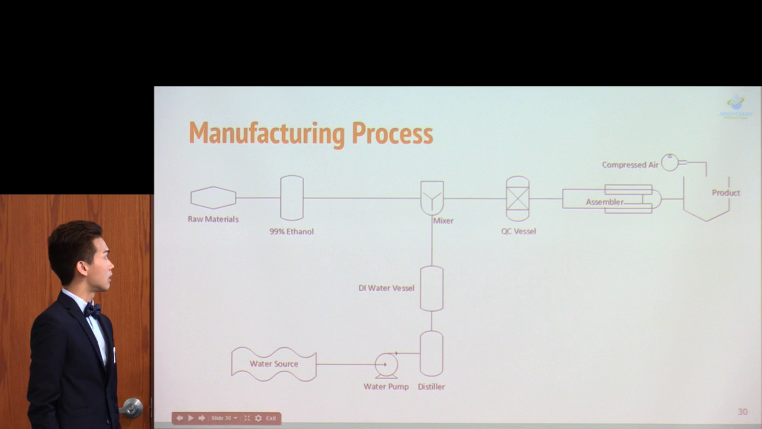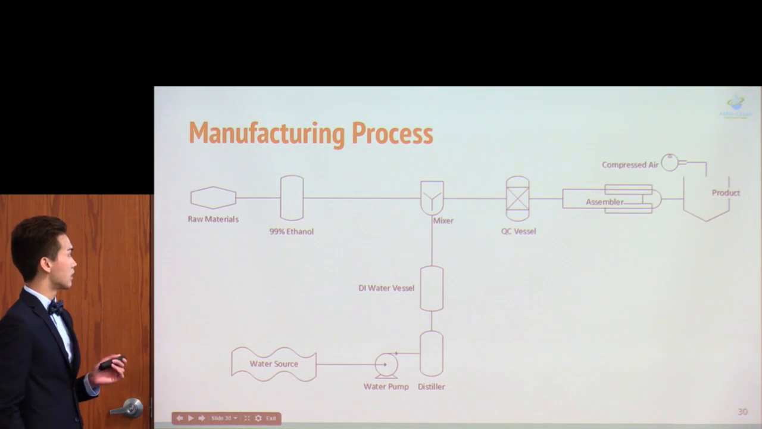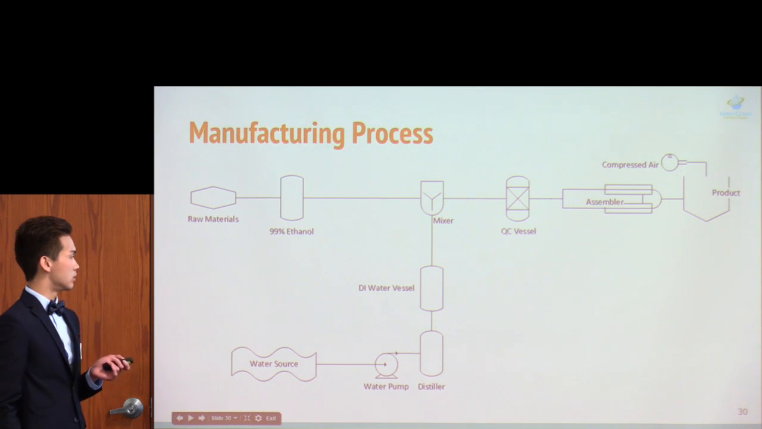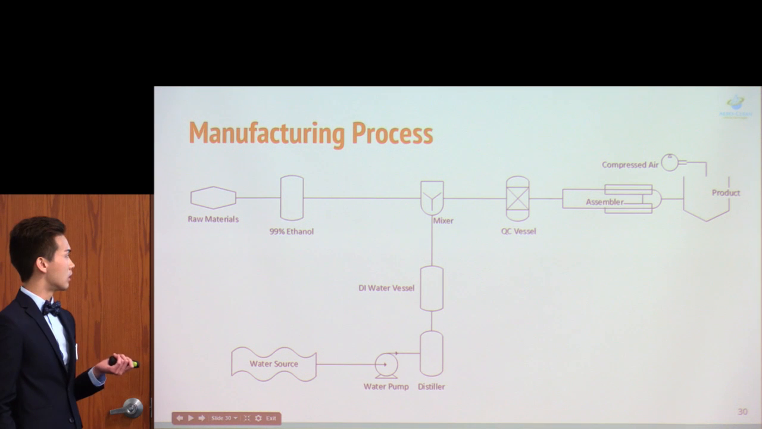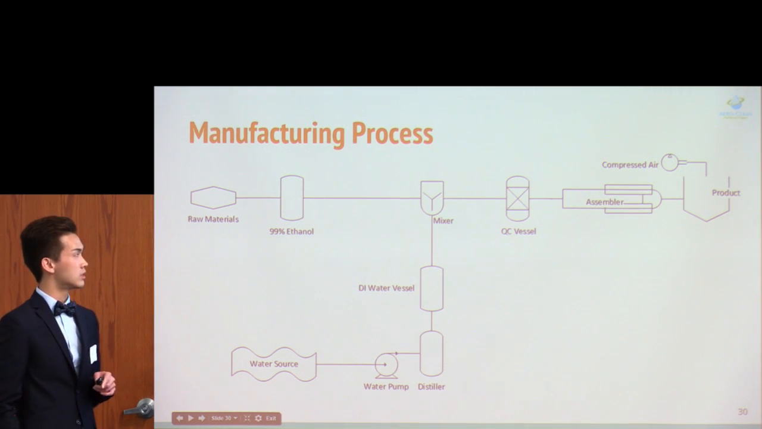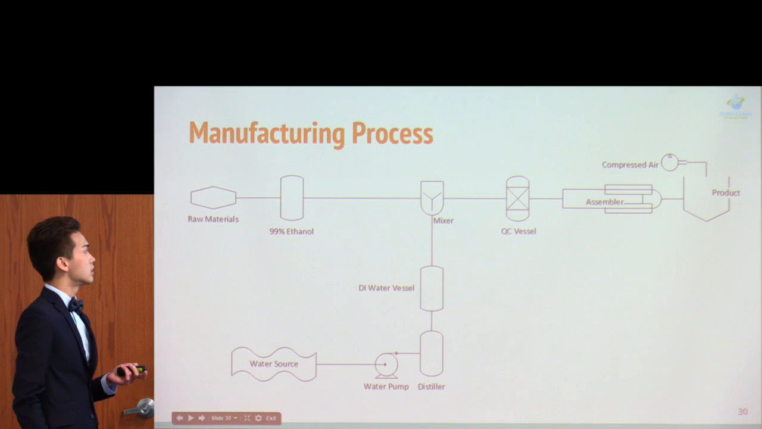And a little bit about our manufacturing process itself. We're purchasing the raw materials, which will be the ethanol, QC checking that before pumping it into our feedstock storage tank. The water source will pump water into a distiller that will purify the water into our feedstock storage tank for the water. And they'll be pumped at an appropriate ratio into the mixer where the product will be made, before being pumped into the QC vessel, where our final product will be QC checked before assembling it into the final fogger.